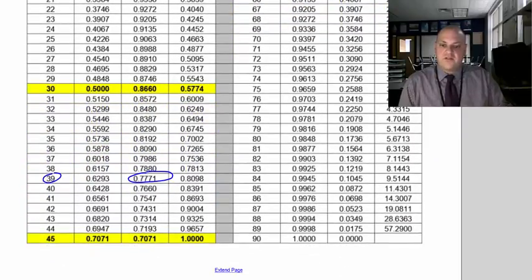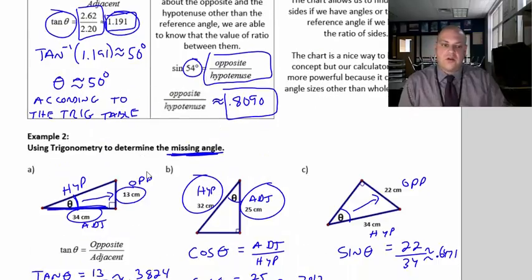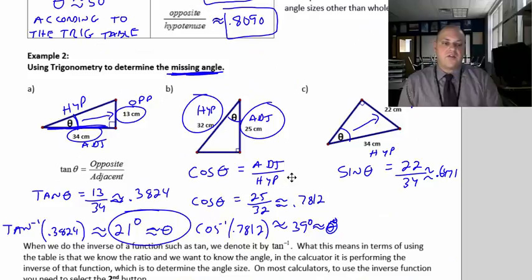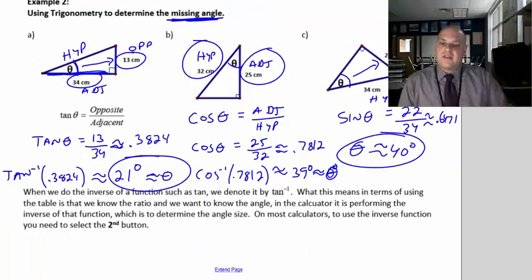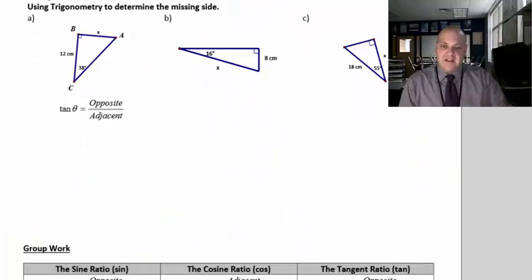0.6471 is going to be right about here, and that's going to be 40 degrees. Closest we can get is 40 degrees. So we know our theta is going to be approximately 40 degrees right there. Okay? And then our last example is going to be finding sides.